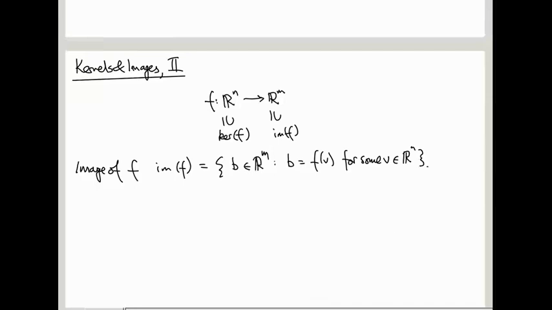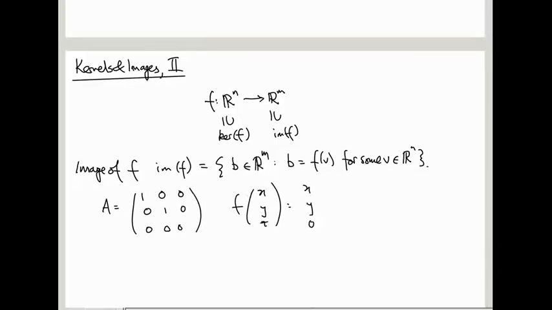So for example, if your map was the vertical projection we've been looking at, associated to this matrix A, which is 1 0 0, 0 1 0, 0 0 0, remember, F of x, y, z is x, y, 0. So what is the image of this linear map F? Well, it's the xy plane, right? This is vertical projection onto the xy plane. So the image of F equals the xy plane, and that's precisely the shadow cast by this vertical projection.